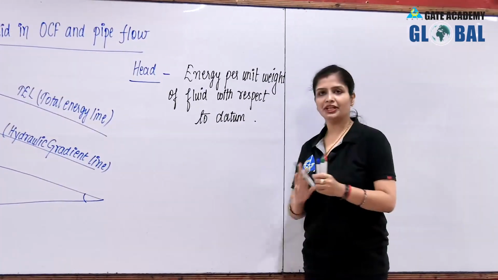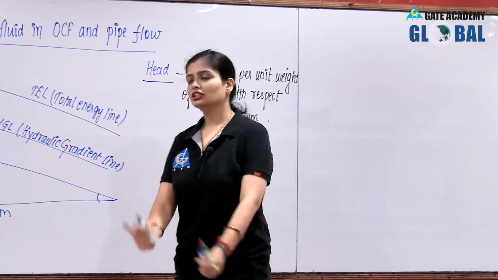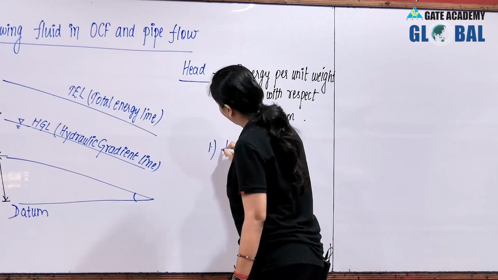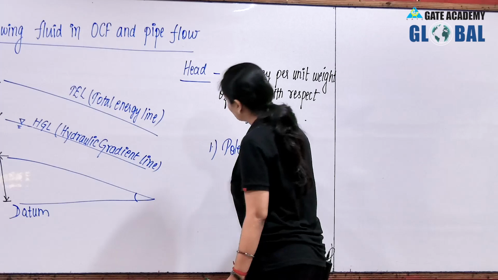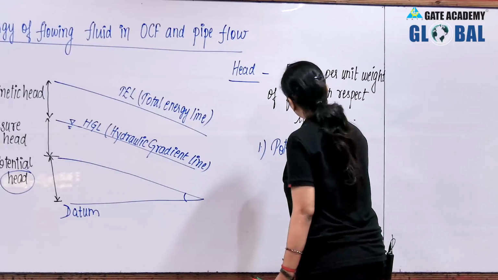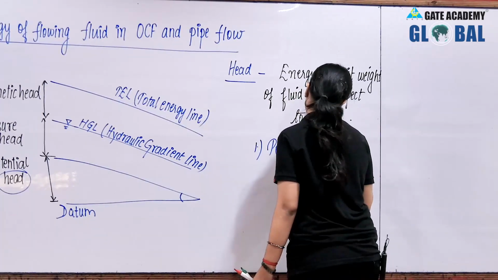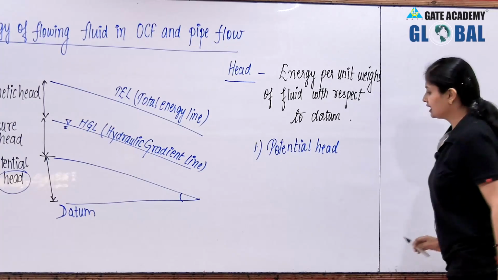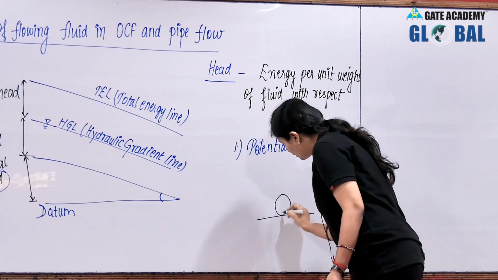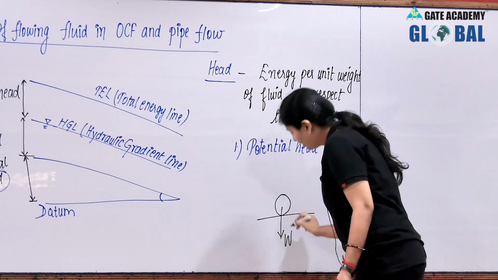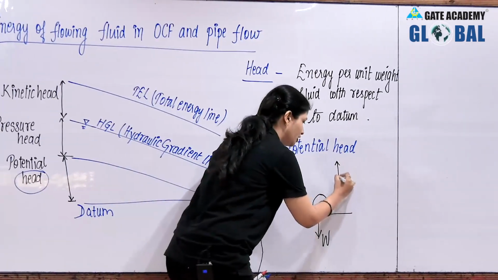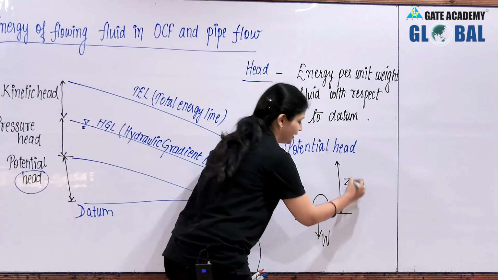So you had three heads: potential head, pressure head and kinetic head. So now moving to the derivation part, the first one is your potential head. Potential head is also known as your datum head. Fine. Now suppose there is a body, any substance, the weight W is acting downwards. Now this has to be lifted to any height Z.